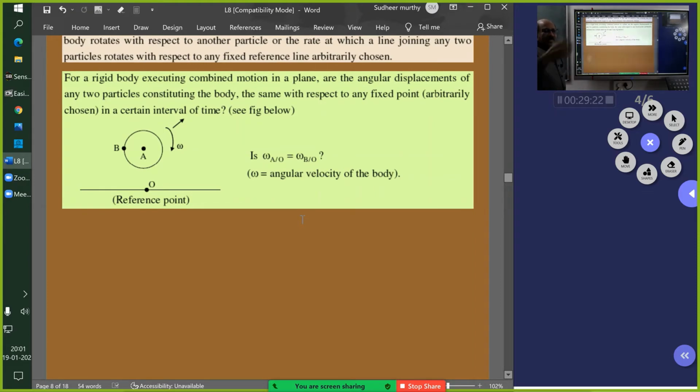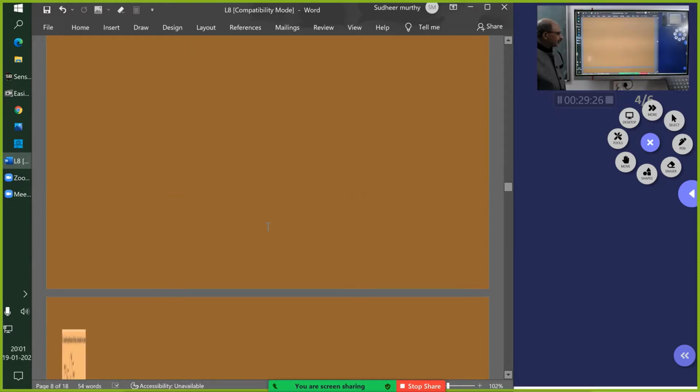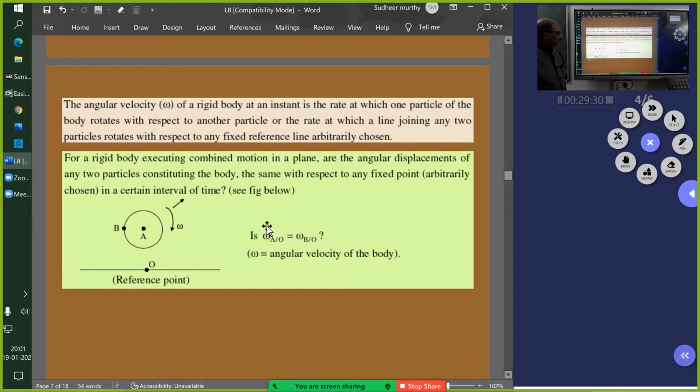So A can be here, A dash can be here, like that. Anyway, there is a beautiful diagram. But the position of A is constrained by the angular velocity? Why? What is constraining it? It is combined motion.